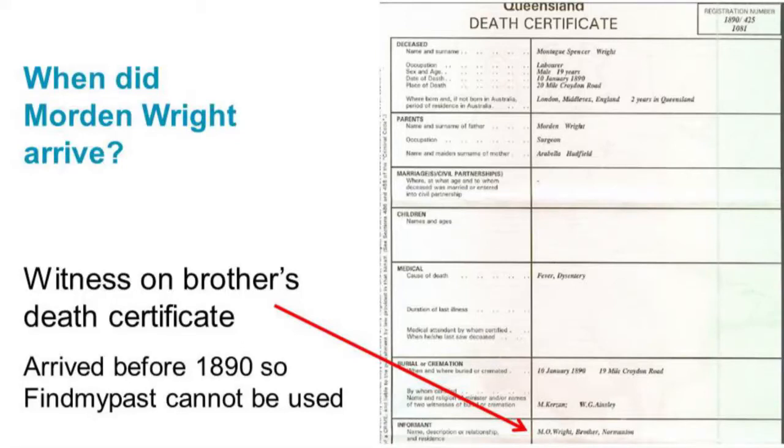So then the next thing was, when did the two brothers arrive? Montague, who this is the death certificate for, and Morden, who, as you can see, was the witness down here. So as this death happened in January of 1890, we know that they must have arrived before then, and the father died in 1886, so they've come out in that time period.